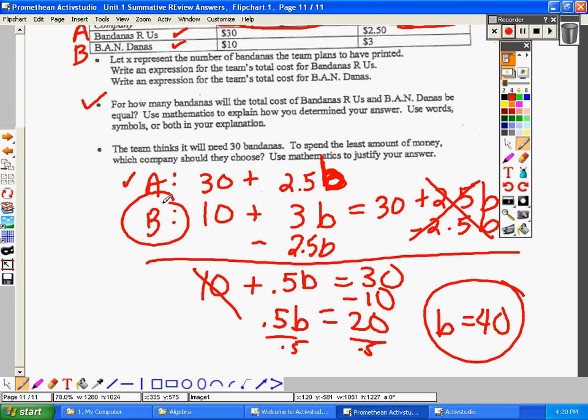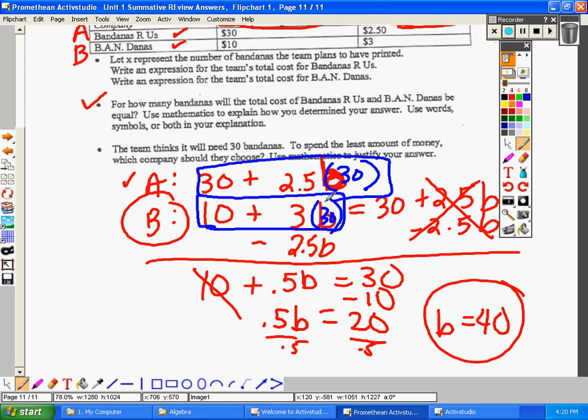Or you could just go ahead and take both problems and solve it out. Instead of b, we're going to make it 30 here, and instead of b here, we're going to make it 30. And you could solve both of these. You could do 10 plus 30 times 3, and you could do 30 plus 2.5 times 30, and you can see which one's cheaper, and you'll find that B is going to be cheaper.